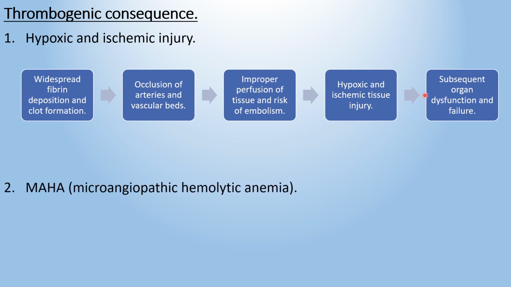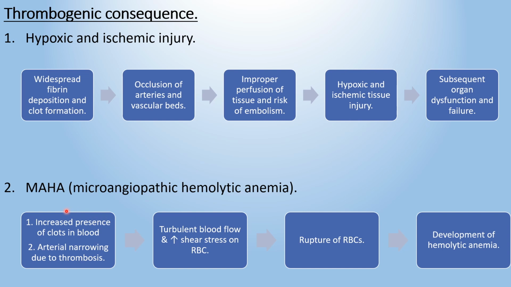The second consequence is MAHA, which stands for Microangiopathic Hemolytic Anemia. Whenever there is increased presence of clots in blood and arterial narrowing due to thrombosis, the blood flow becomes turbulent and there is increased shear stress on the blood cells, especially RBCs or erythrocytes. So there is consequent rupture of the erythrocytes or degenerated erythrocyte formation. It leads to development of a certain type of hemolytic anemia. Hemo means blood and lysis means destruction. So hemolysis means blood destruction, or in this case specifically erythrocyte destruction, which leads to anemia.